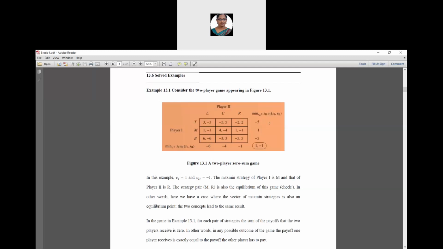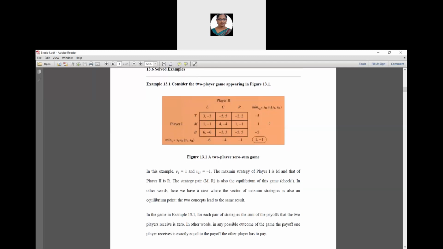So in this example, v1 is 1 and v2 is minus 1. That is, the maximin strategy of player 1 is in the place M, and that of player 2 is in the place R. The strategy pair (M, R) is also the equilibrium of this game. We have to check that thing.